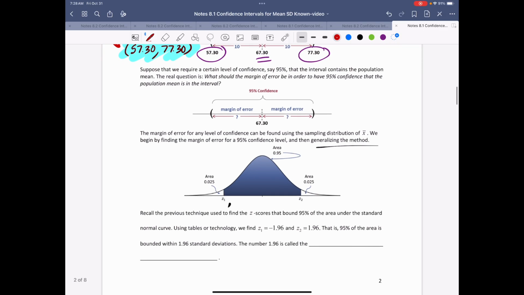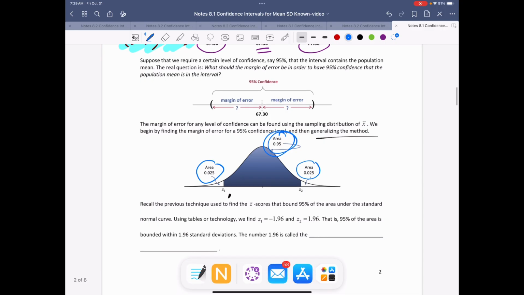Now, we know how to find this z. It's the same z that we did back in chapter 7. When you're doing this, recall the previous technique used to find z-scores. You don't need to find the right tail and the left tail. All you need is the center.